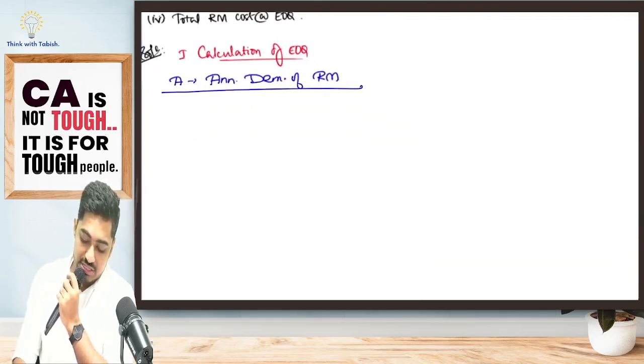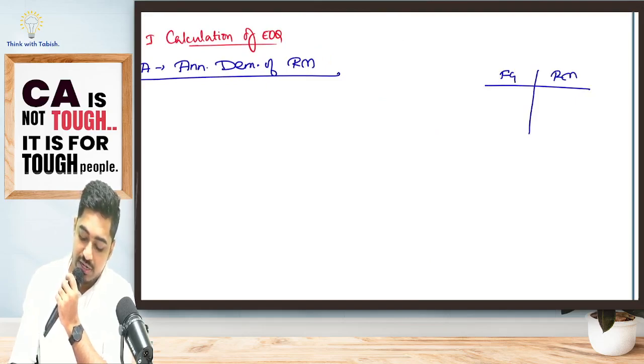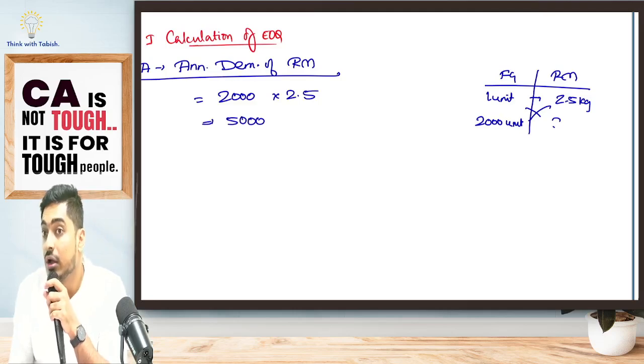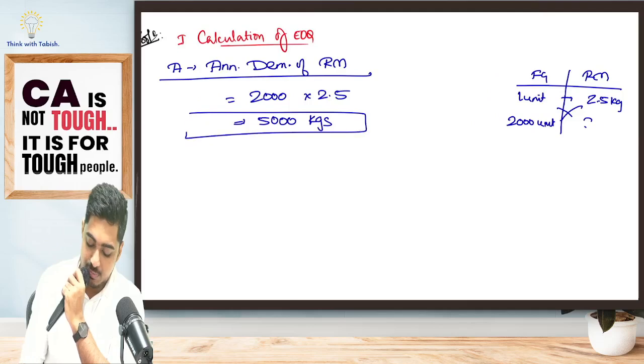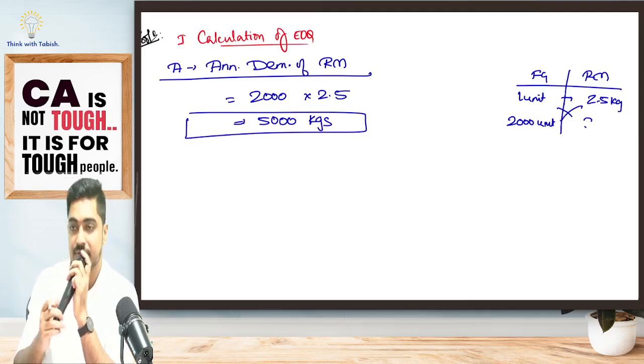Yes or no? Or else a very simple cross multiplication. Finished goods, raw material. For 1 unit of finished goods, what is the question telling? 2.5 kg. But I want to produce 2000 units, boss. That means how much kg do I want? It is 2000 into 2.5. It is going to be 5000 kgs. It's an important calculation that I have done, so I will be putting it inside a box. Yes or no, everyone? Perfect.